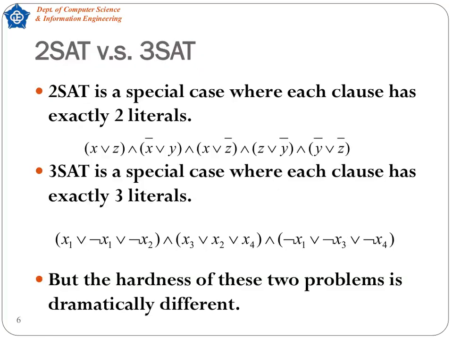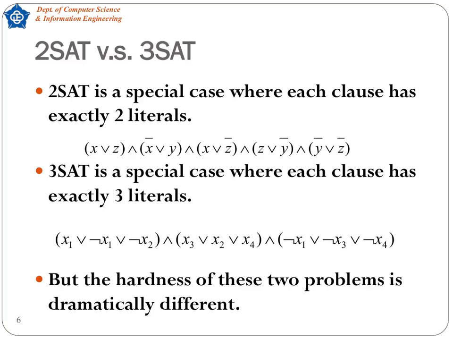Now that we've seen how the number of possible assignments explodes, let's zoom in on a subtle yet crucial distinction. 2 SAT versus 3 SAT. In 2 SAT, every clause is limited to exactly 2 literals. For example, x or z, and not x or y, and x or not z, and z or not y, and not y or not z. By contrast, 3 SAT requires exactly 3 literals per clause.